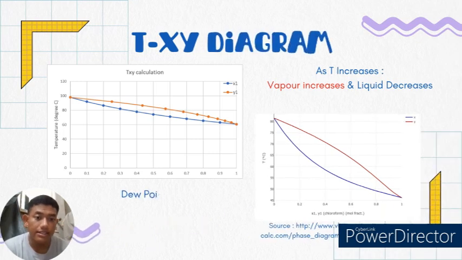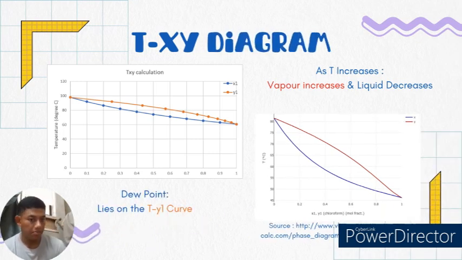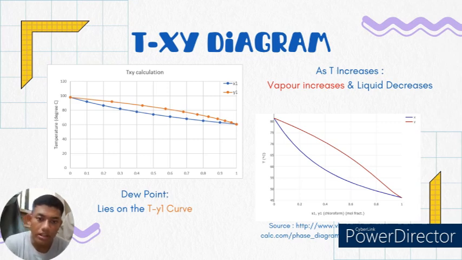Next is the TXY diagram. Opposite to the PXY diagram, the TXY diagram slowly curves down. From how it flows, we see that as T increases, the vapor increases while the liquid decreases. Due to this, we can see that the dew point lies on the TY1 curve.